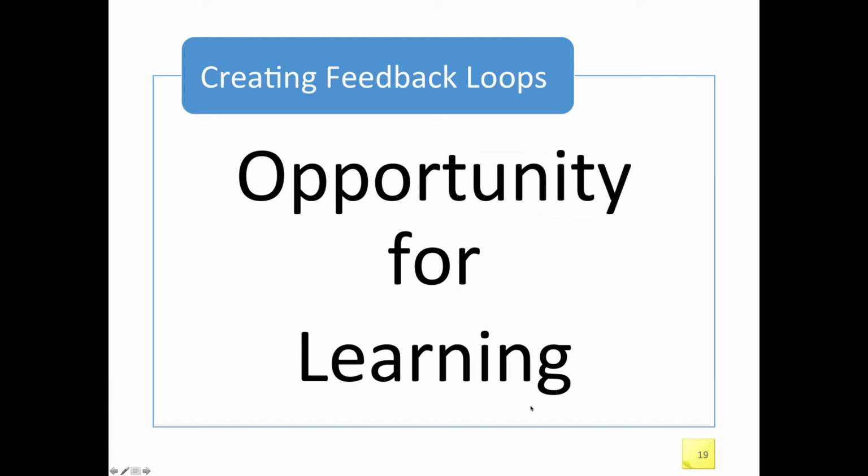Okay, so when we get down to it, both the product owner and the testers are creating feedback loops. So it's the opportunities for learning. We learn about the quality of the system. We learn about how the system is used. We feed that learning back into the planning process, the building process, and the process of using the system.